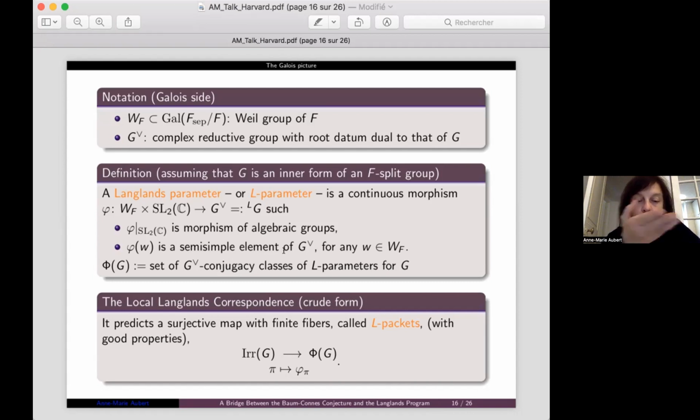And the condition is that, so you have a morphism phi. Of course, you can consider its restriction to SL_2(C). So you have a morphism from SL_2(C) to a reductive complex group, and the condition is that it is a morphism of algebraic groups. And if we now look at the restriction to W_F, you require that the image of any element of W_F by the parameter phi is a semi-simple element of G-check. So in some sense, the restriction to W_F gives you the semi-simple part of a parameter, and the restriction to SL_2(C), using the Jacobson-Morozov theorem, gives you the unipotent part. What you need to know is the image by phi of a standard unipotent element in SL_2, the unipotent (1, 1; 0, 1).